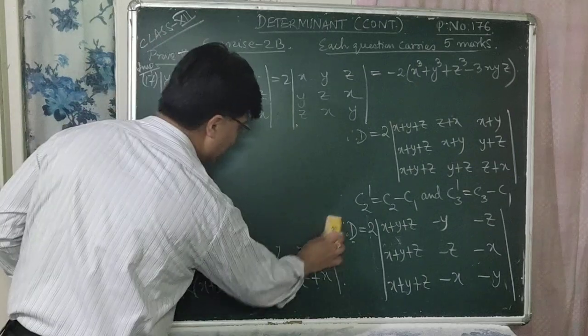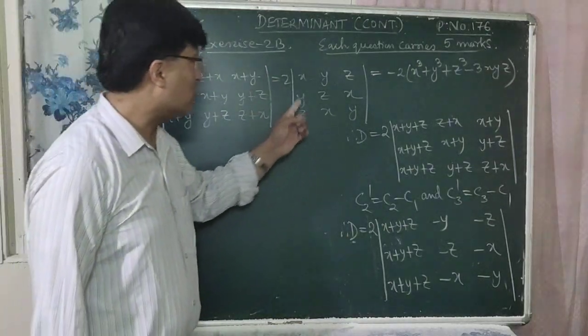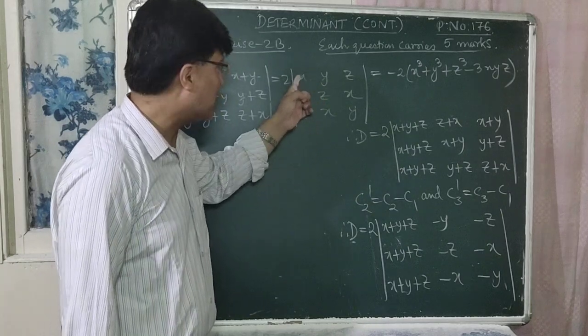So again you have to simplify the first column now. In the first column also, each and every element is single here, isn't it? That is x, y, z.